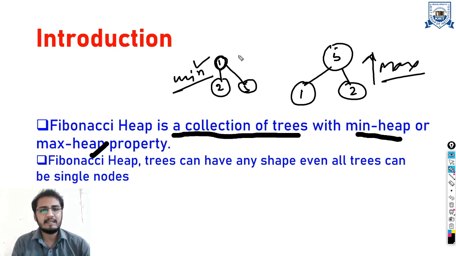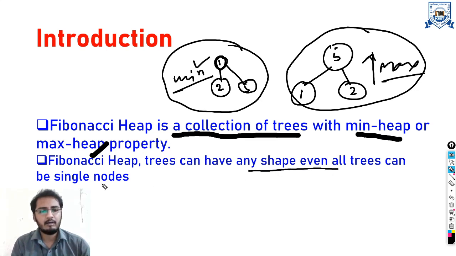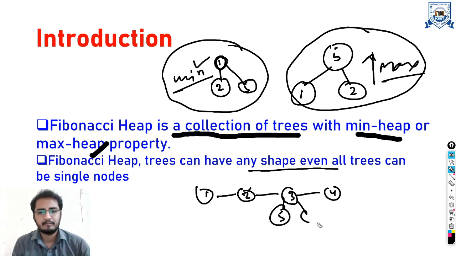So a Fibonacci heap is a collection of either min heaps or max heaps, and they are unordered trees that can have any shape. All trees can even be single nodes, so your heap could look like this: 1, 2, 3, 4, then here 5, 6, and other nodes. The degree of a node is the number of its children. Here the degree of node 1 is 0, node 2 is 0, node 3 is 2, and node 4 is 0.